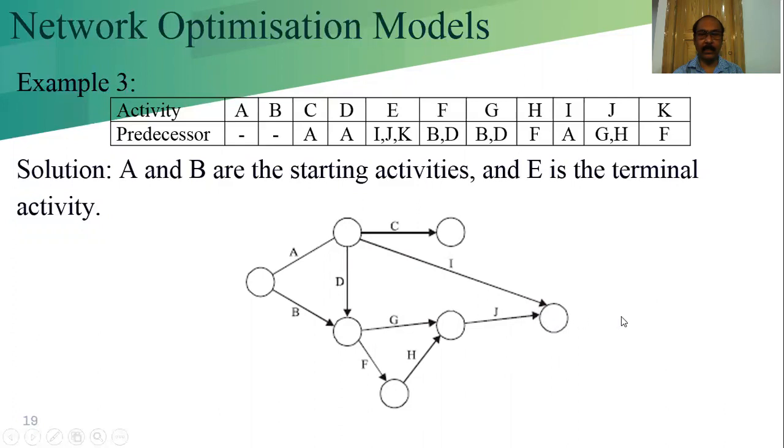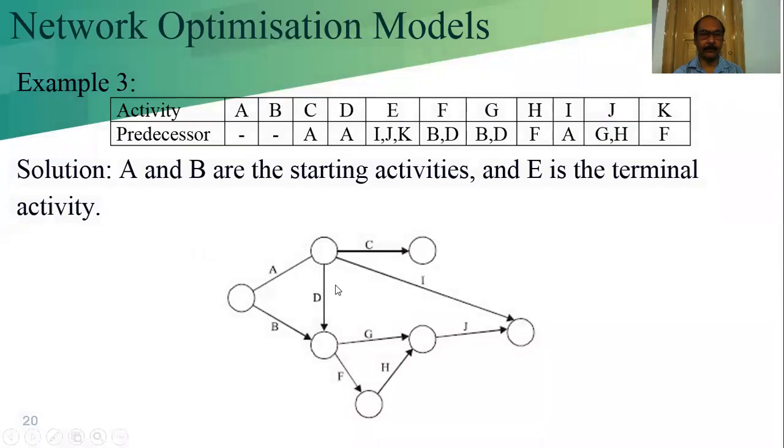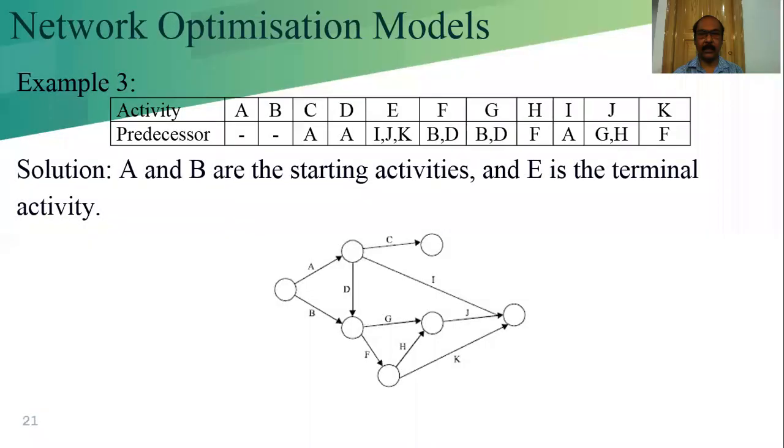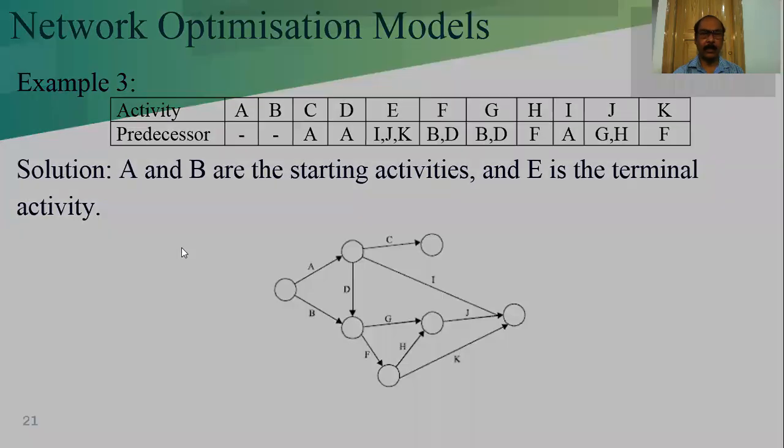Now we construct this. K from this, and E, I, J from this K. So that we can draw in the next diagram. I, J, K is the terminal activity. This is our complete diagram, and the starting activity is complete. It is complete.